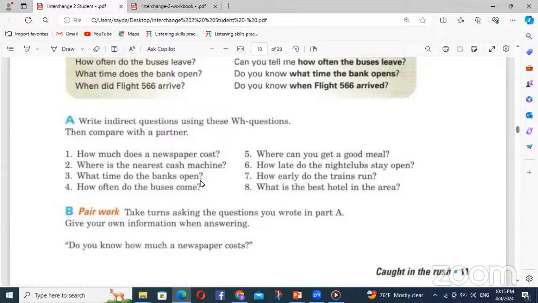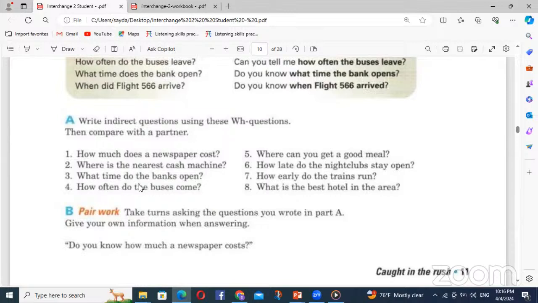Why, Ahmed? Open or opens? Look at it carefully, Ahmed. Why would you add an s? Because it's plural. Banks is plural, so the verb has no s. When the subject is plural, I don't put an s on the verb. If the subject is singular, I put an s on the verb, like this one: a newspaper costs. That's singular, so the verb plus s. Plural subject, verb with no s.